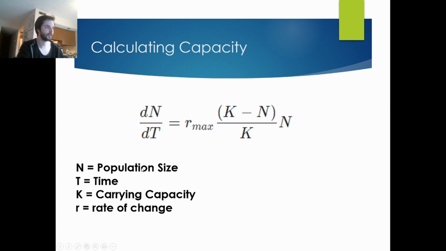One is population size, and this means the final population size. So how big is N, the final population size? How big is it going to get? T is time, which I think is self-explanatory, but maybe it's not. So how much time are we looking at?